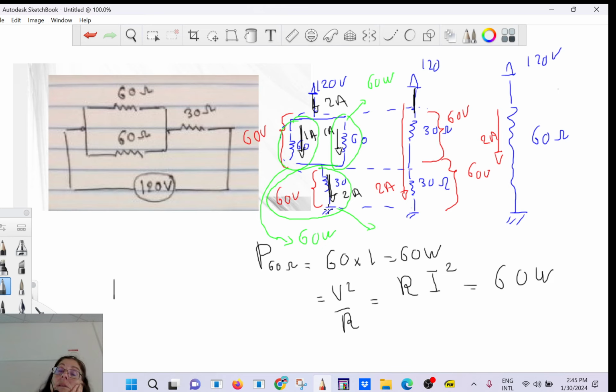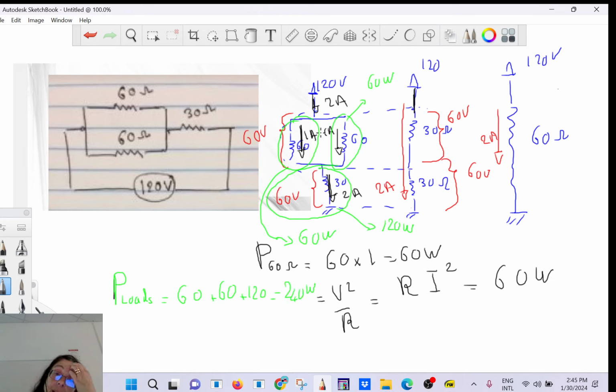What's the power? What's the energy consumed per second? How much current is going through? 2. So V times I, that's going to be 120 watt. Okay, so the energy consumed by the load is going to be 60 plus 60 plus 120. How much is that?